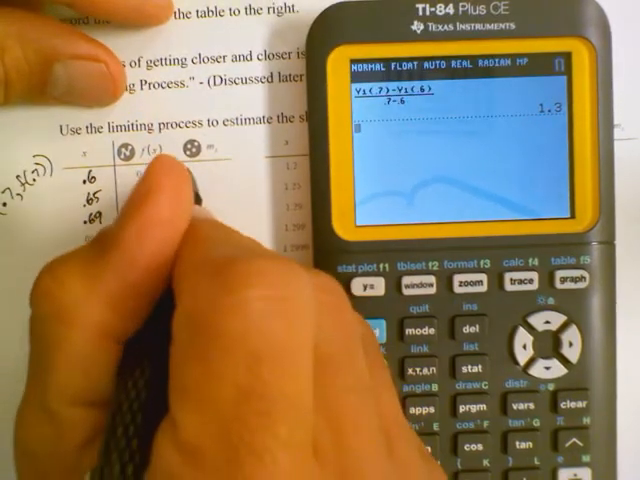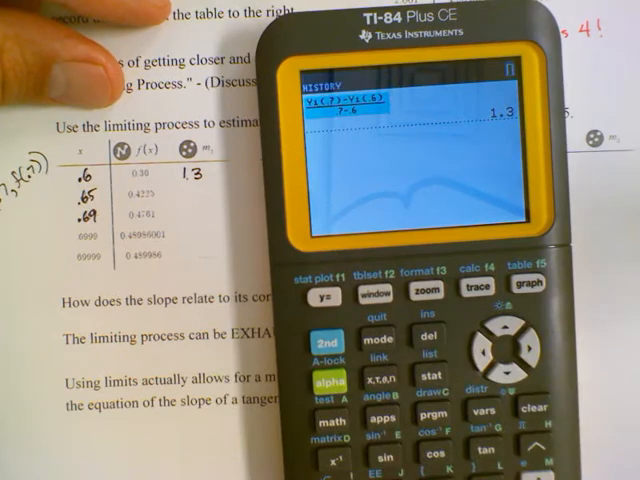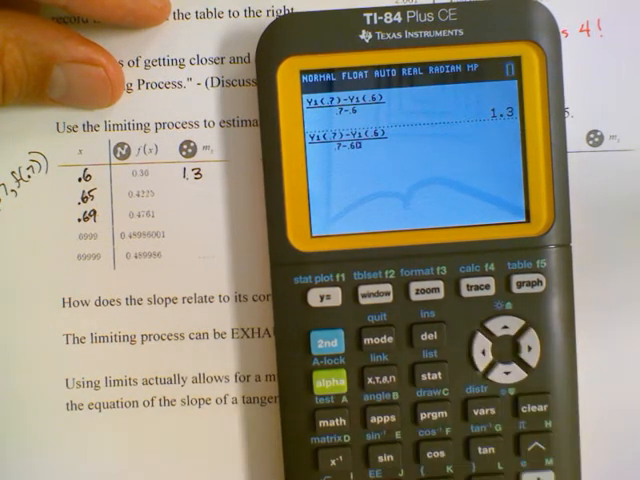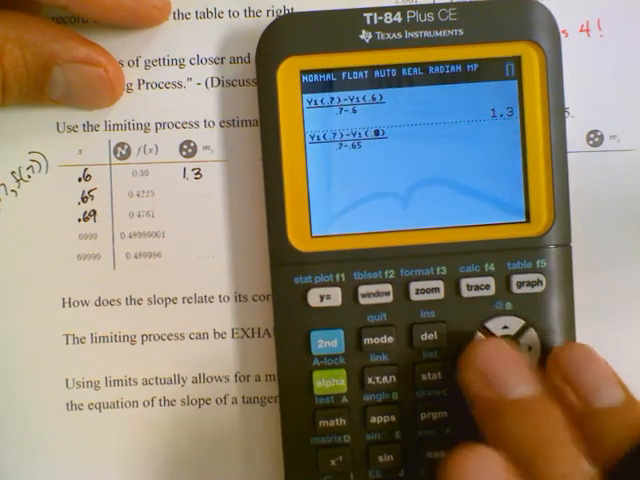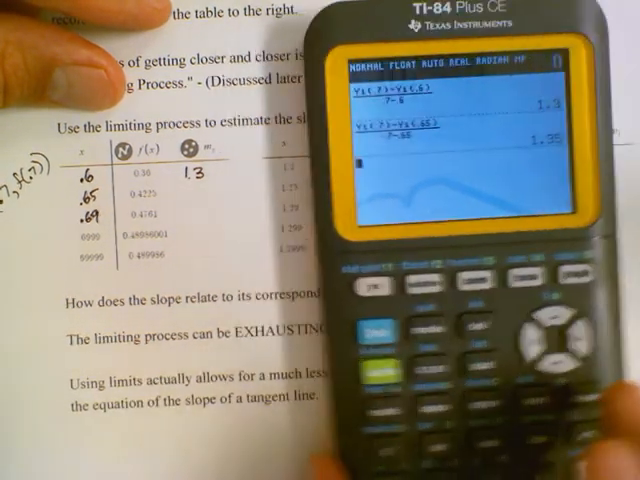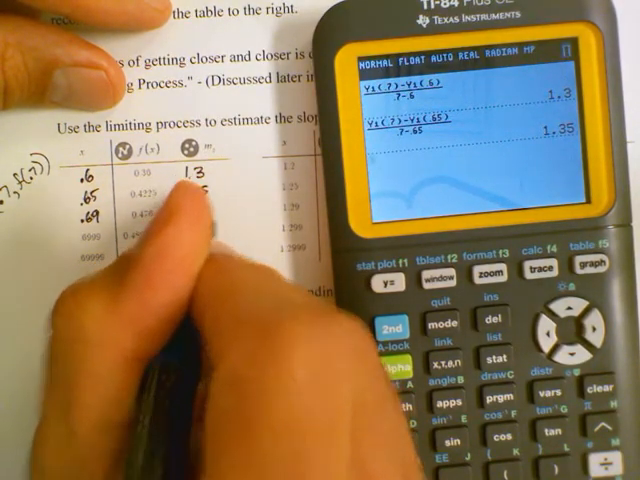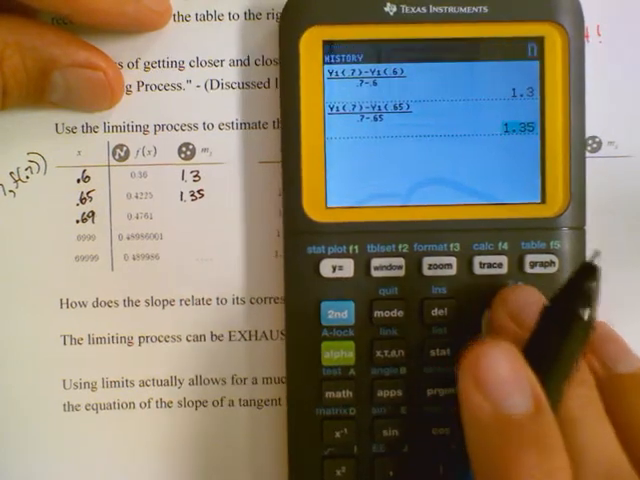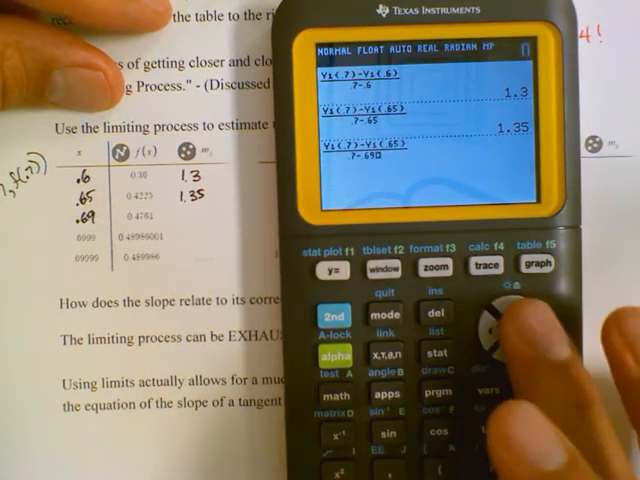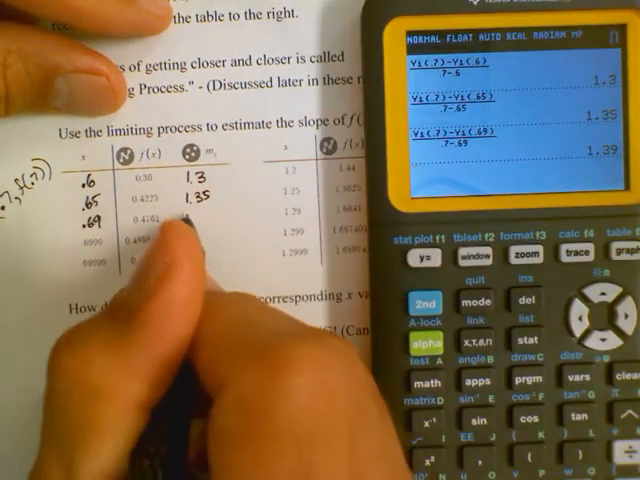So 1.3 is my first slope. I go back here again, but instead of using 0.6, I want to use 0.65. So I'm getting closer to our 0.7 that we want to get to. So it looks like this time the slope increased by a little bit. And 0.65, well, that is going to change into 0.69. And now I'm getting 1.39.